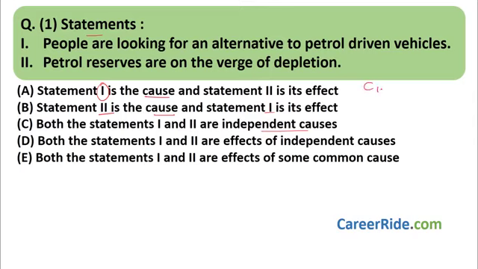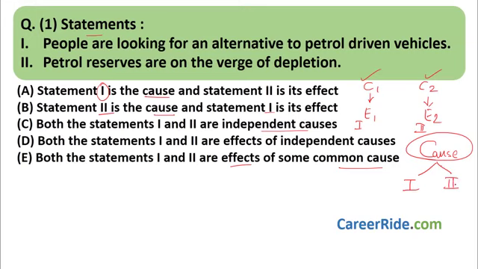That means there are two causes, C1 and C2, and both of them have independent effects, effect 1 and effect 2. These two statements, statement 1 and statement 2, are both effects and each of them is the effect of some separate cause. They are not at all related. Fifth option is both the statements are effects of some common cause. So there is some common cause over here and both the statements are effects of this common cause only.